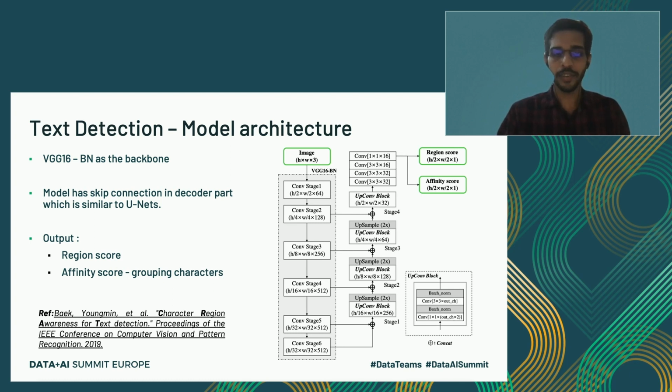And the affinity score is mainly for grouping the characters, saying that given two characters, do they belong to the same word or not? So basically, these are nothing but the masks that are coming out from the segmentation model. In any typical segmentation task, we have an input image and we try to come up with an appropriate mask for it, basically for the object that is in focus. So we'll be getting the mask over there. Here, the object that is in focus is nothing but the text.